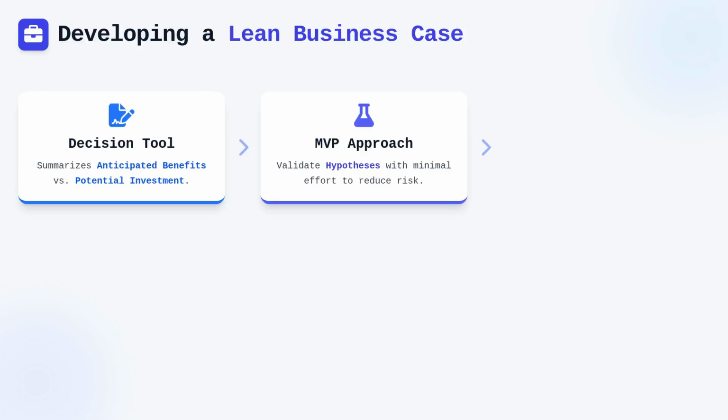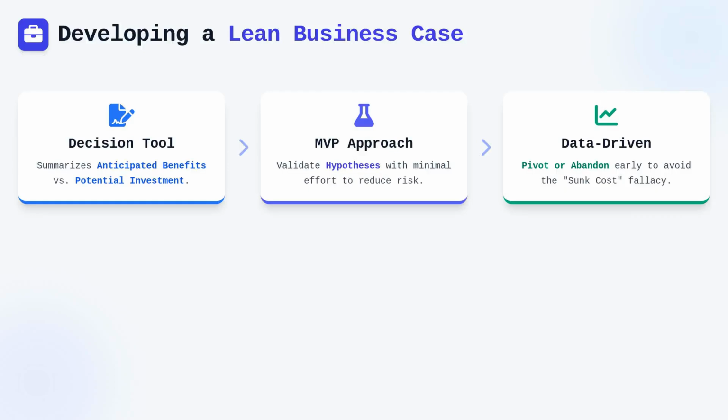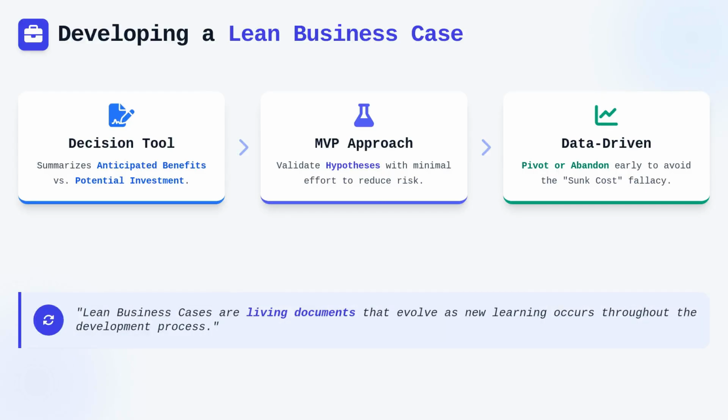If the data from an MVP suggests that the investment will not yield the expected results, the epic can be pivoted or abandoned early. This prevents the sunk cost fallacy, where teams continue working on initiatives simply because they have already spent significant resources. Lean business cases are thus living documents that evolve as new learning occurs during the development process.